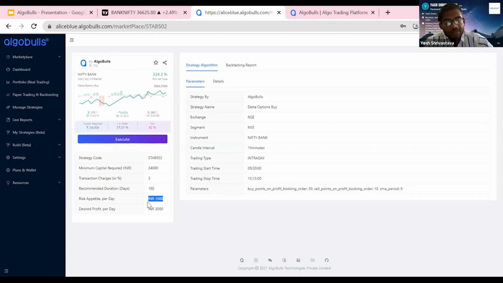Risk appetite is 1,000 rupees, which means if you run this strategy on its own parameters, it is not going to give you more loss than 1,000 rupees a day, and it is not going to give you more profit than 3,000 rupees a day.